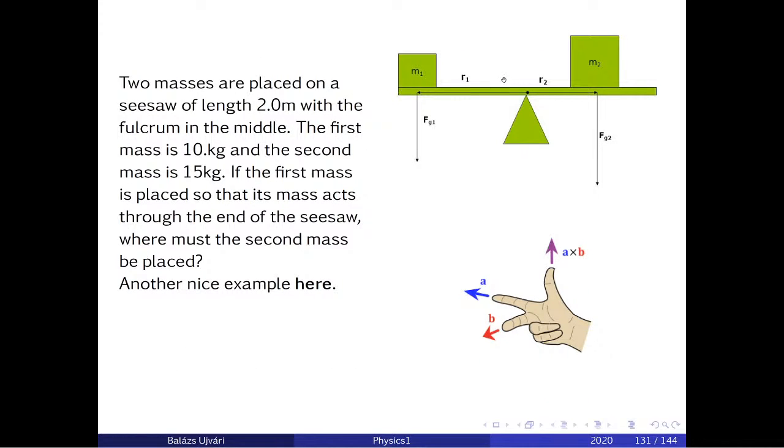Let's calculate something. For example, this r1 is 2 meters and m1 is 10 kilograms, and if you put a 15 kilogram mass here, then the nominal value of torque 1 is, with weight 10 kilograms being 100 Newton, 100 Newton times 2 meters.